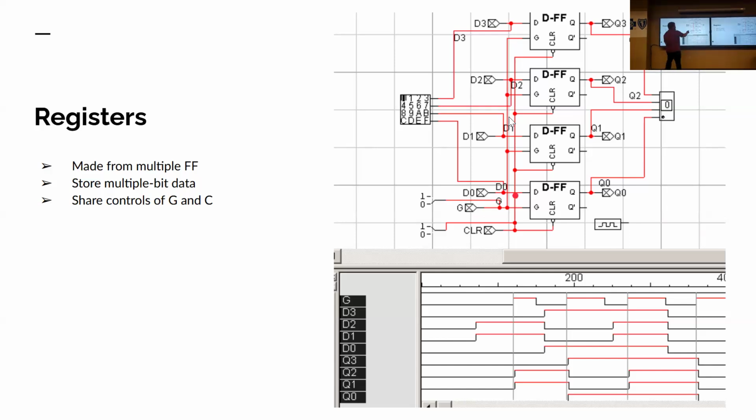But notice for this 4-bit register, we have separate data inputs, and we have separate outputs for each bit. And if you want more than 4 bits, you just keep stacking. And so the data comes in to D, and then when G goes high, all the flip-flops update at the same time, and then our output changes.